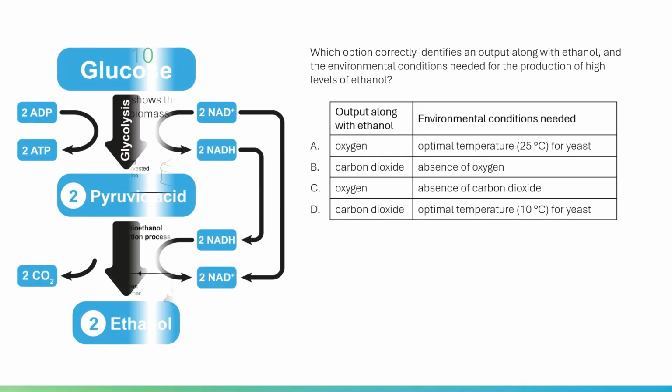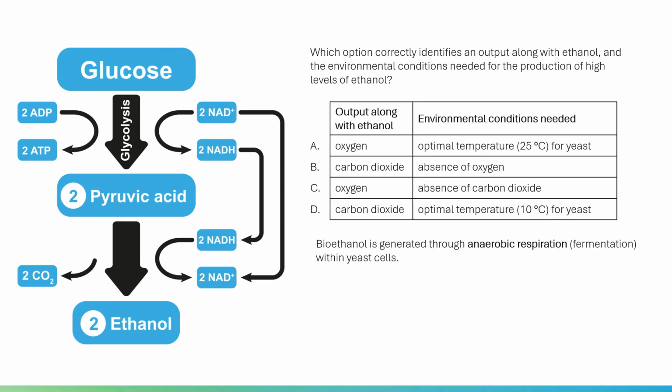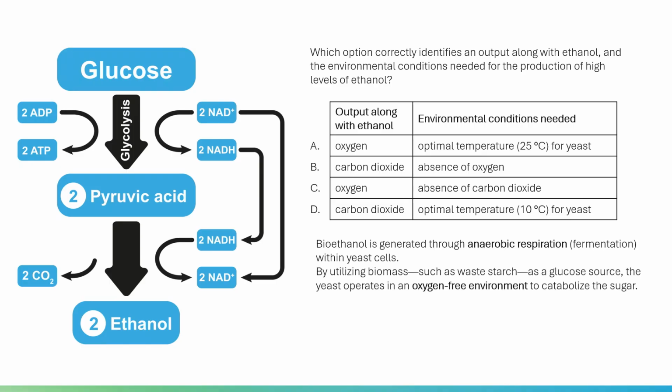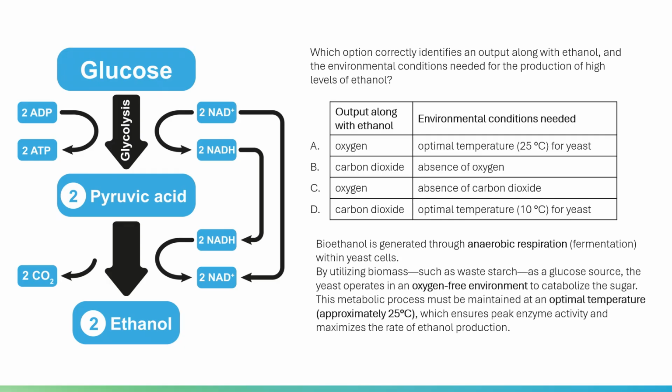Bioethanol is generated through anaerobic respiration, fermentation, within yeast cells. By utilizing biomass, such as waste starch, as a glucose source, the yeast operates in an oxygen-free environment to catabolize the sugar. This metabolic process must be maintained at an optimal temperature, approximately 25 degrees Celsius, which ensures peak enzyme activity and maximizes the rate of ethanol production.